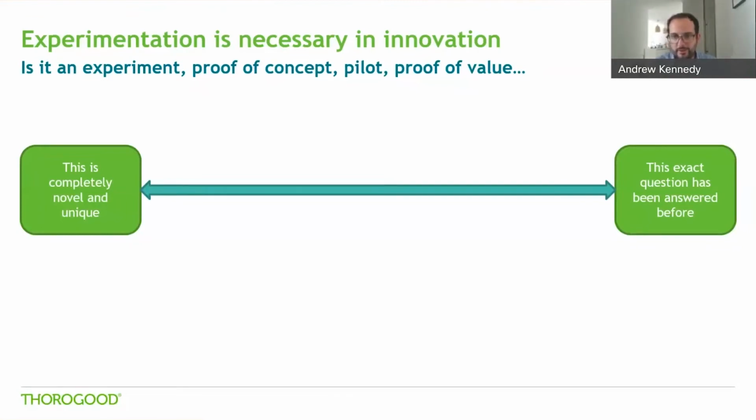And so depending on how new and novel the type of solution is that you're building, versus whether the question has been answered before and you know it's going to work because you've done this, or you've done something very similar, depending on where you are in that spectrum changes the level of experimentation that's needed to know what the value is that's going to come from the solution, to know how you need to approach it as well.